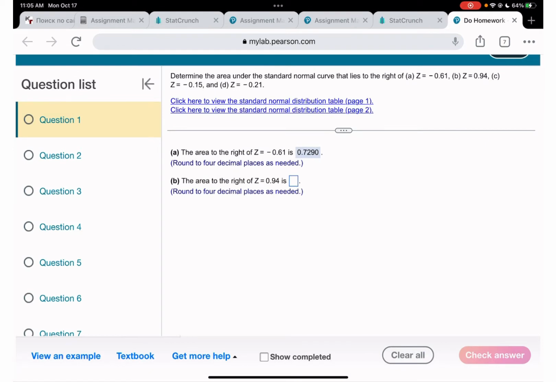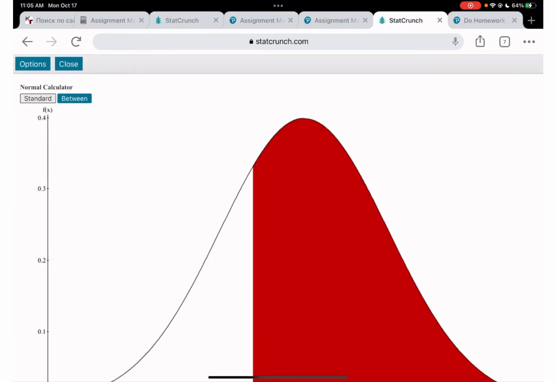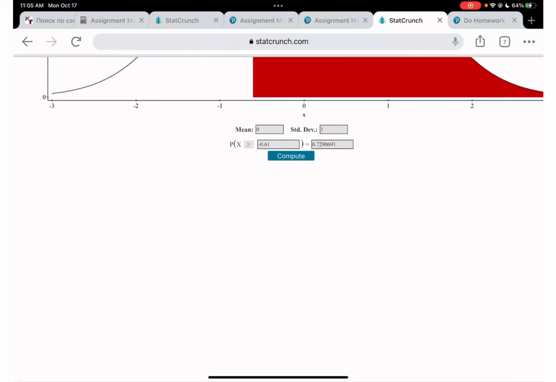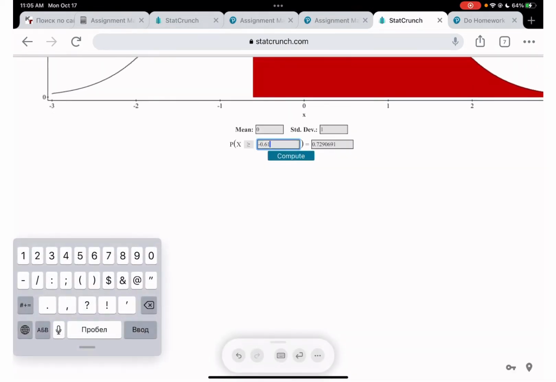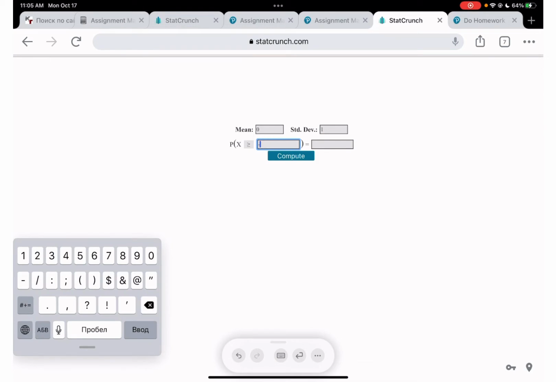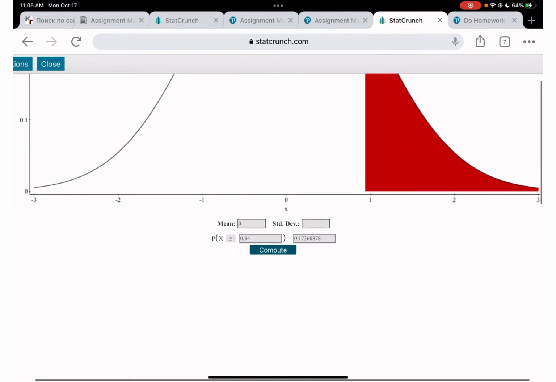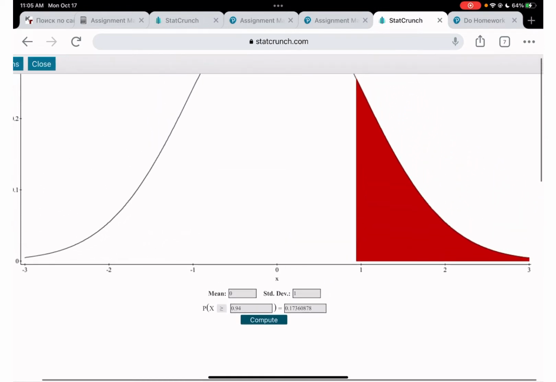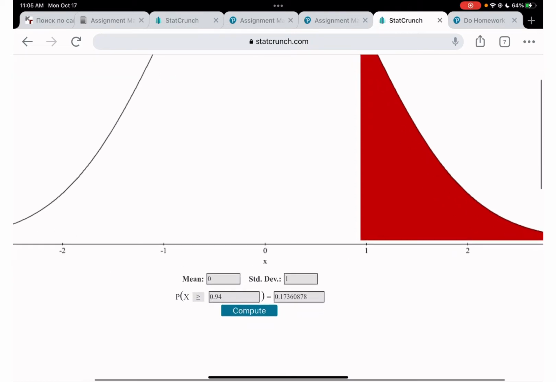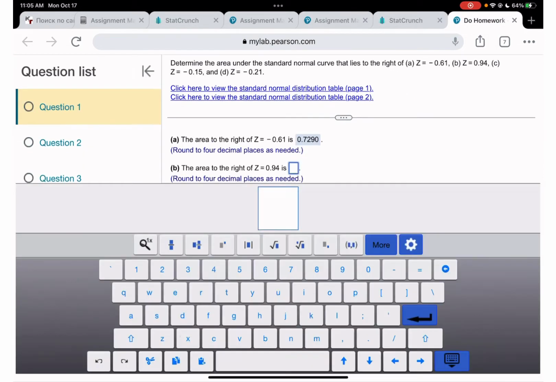Area also to the right, 0.94. This time we have positive, so I'm not changing the sign. All I am changing is the value of z-score, 0.94. Compute. Since it's positive, you see it's a little bit less than 1, 0.94, and to the right. And we get 0.1736.